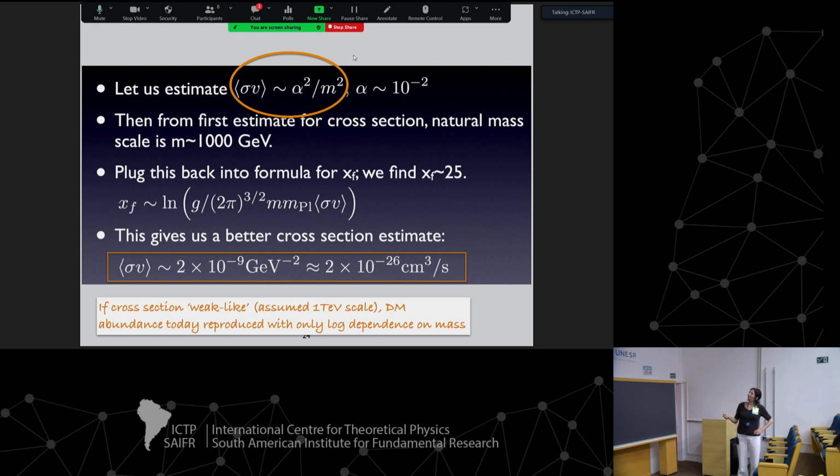That it decouples at 25 times the mass, and that cross-section, then you a posteriori sort of make sure that your assumption that sigma v is weak-like works, and in fact you can calculate the number more precisely, you get something like 2 times 10 to the minus 26. Okay? So this calculation just shows that by assuming thermal decoupling, it works: for a weak-like cross-section, you can get the correct abundance of dark matter without much messing around. It just comes out like that, okay?